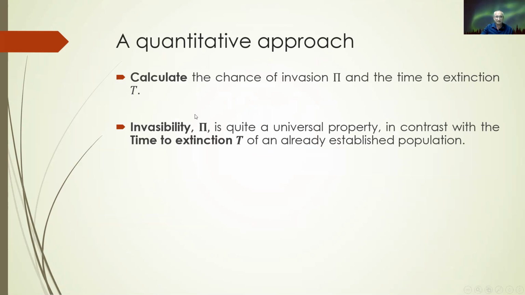Now there are differences between these two quantities. Invasibility is quite a universal property, because all we have to discuss is the dynamics of a single small population under the combined effect of all resident species and the fluctuating environment. And once you solve it for a given model, other models just imply that the effect is different, so when we solve one model, we solve all the others.